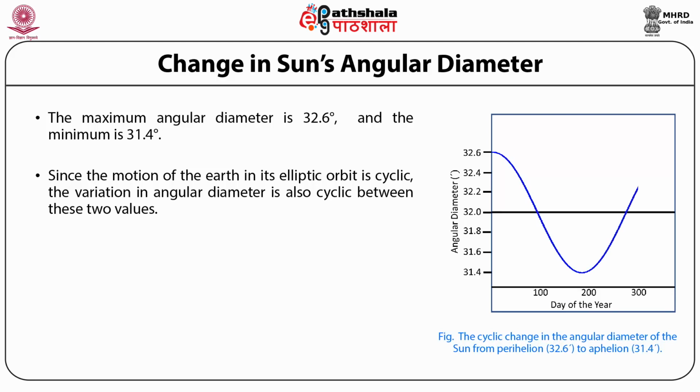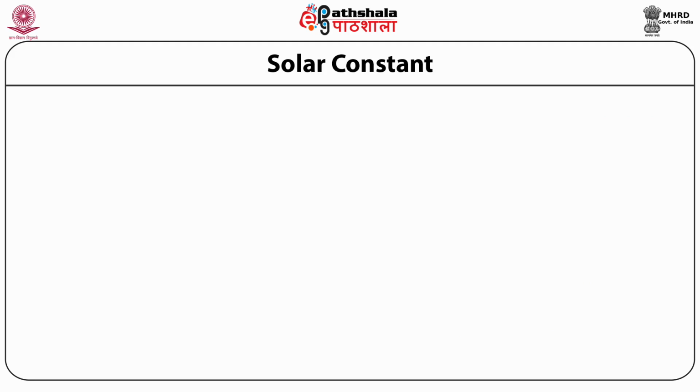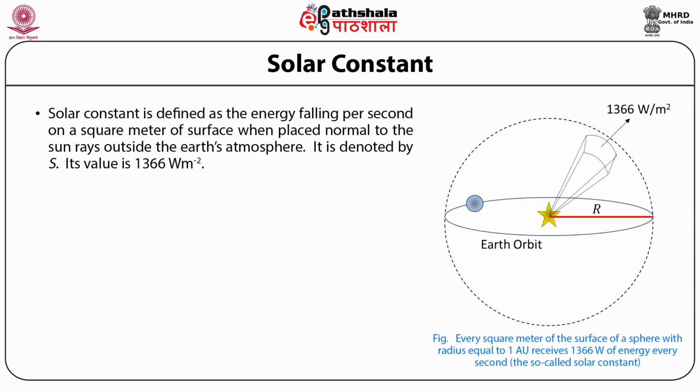The generally used value of the solar radius is R equals 7 × 10^8 meters. Solar constant. Solar constant is defined as the energy falling per second on a square meter of surface when placed normal to the sun rays outside the Earth's atmosphere. It is denoted by capital S. Its value is 1366 W m^-2, or watts per meter square.